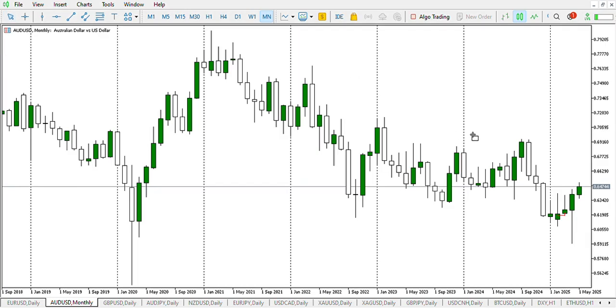So for this particular month, this is where the institutions put their supply. So most likely price will have to get to this level before price sells down, as this is where the institutions are looking to sell around this area. Price coming to this area or break this area.